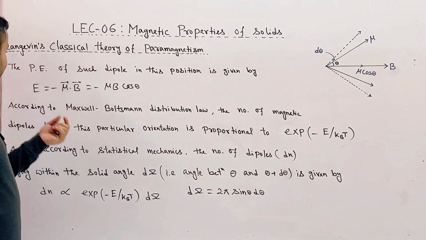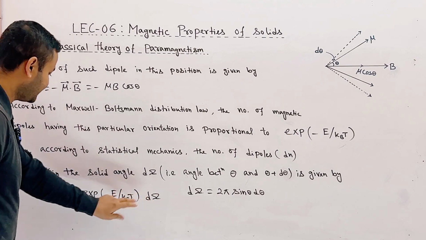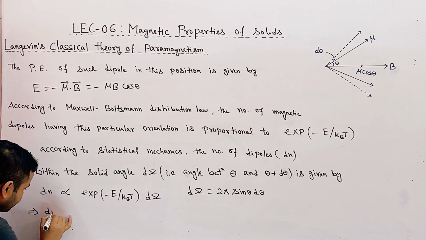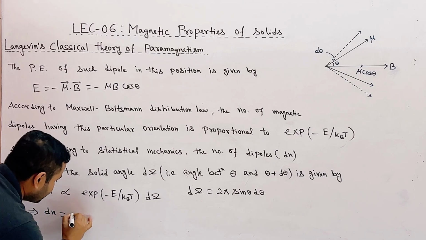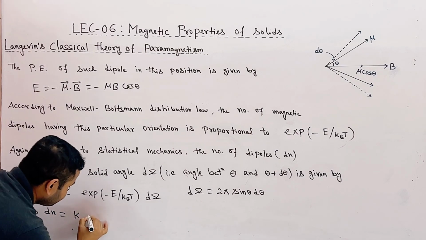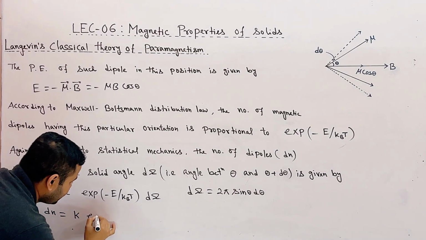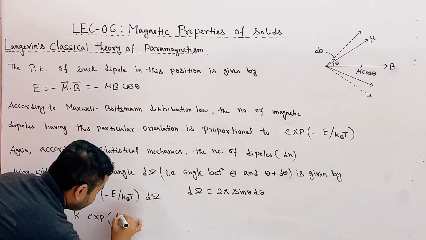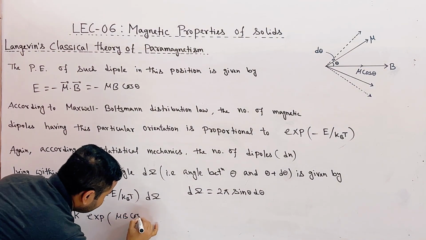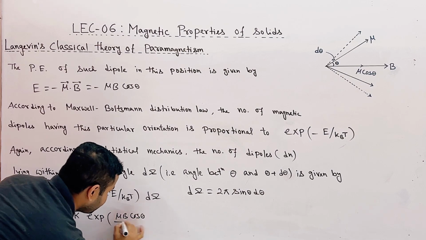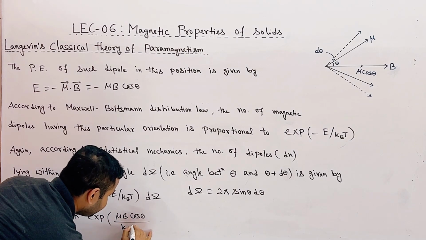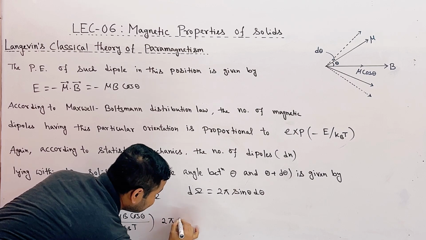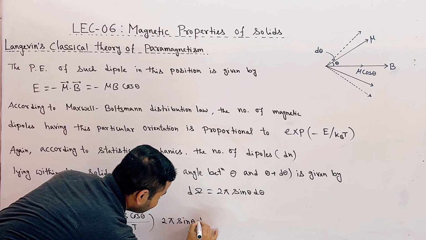After substituting the values of E and d omega here, we will get dn is equal to some constant k into exponential of mu B cos theta divided by kb T into 2 pi sin theta d theta.